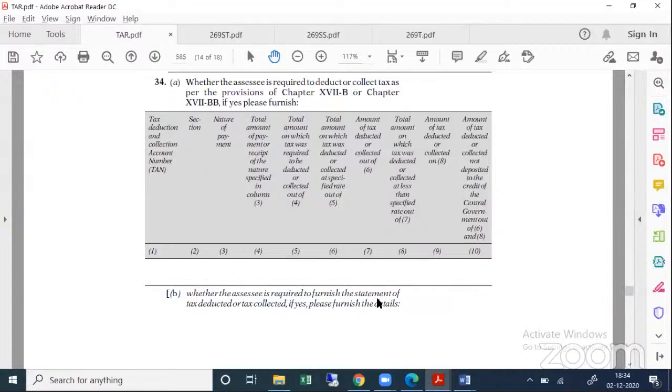And then what is the significance of this word receipt? For example, total payment or receipt. That means that whatever TDS is deducted on me also is required to be reported here. It says total amount of payment or receipt of the nature specified.